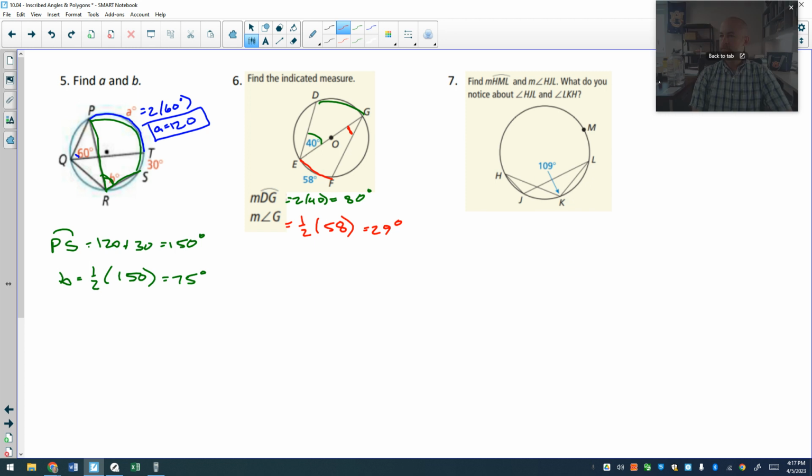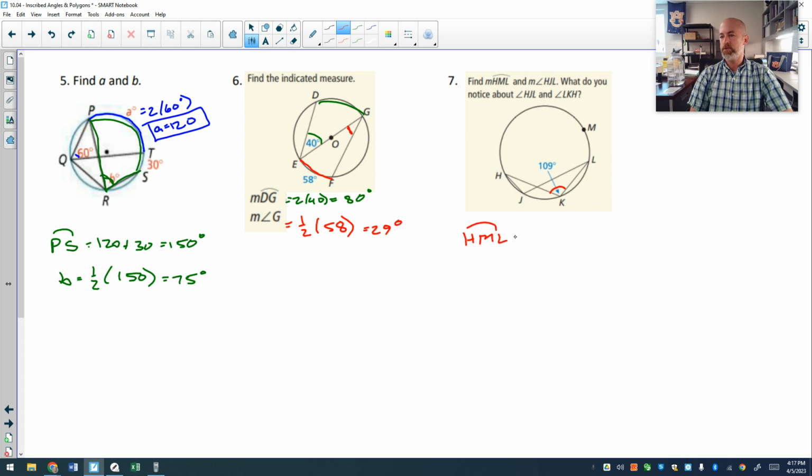Moving on to 7. It says find HML. So HML is that big arc. And I noticed that that big arc is intercepted by the known angle of 109 degrees. Therefore, that arc is going to be twice the 109, which is 218.